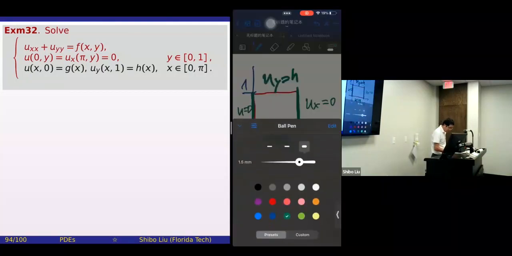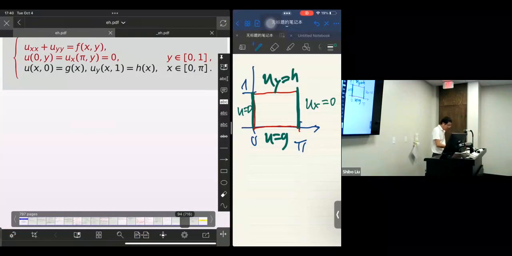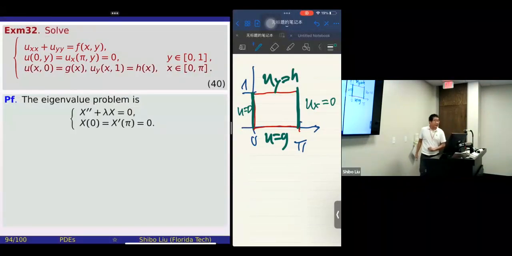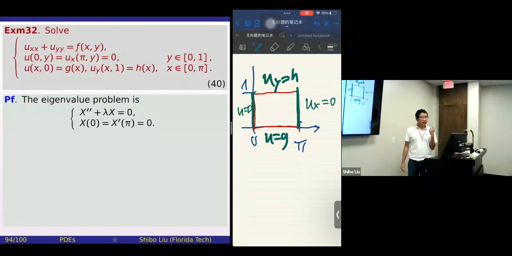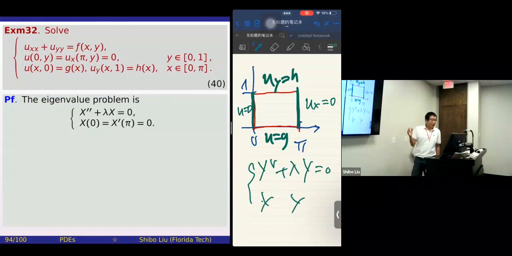How to solve it? Now this is a nonhomogeneous PDE. How to solve this nonhomogeneous problem? Firstly, you need to find an eigenvalue problem, as I said in the videos about our test last week. You should consider this eigenvalue problem, y double prime plus lambda y equal to 0, and you should determine whether your eigenvalue problem is about x or about y.